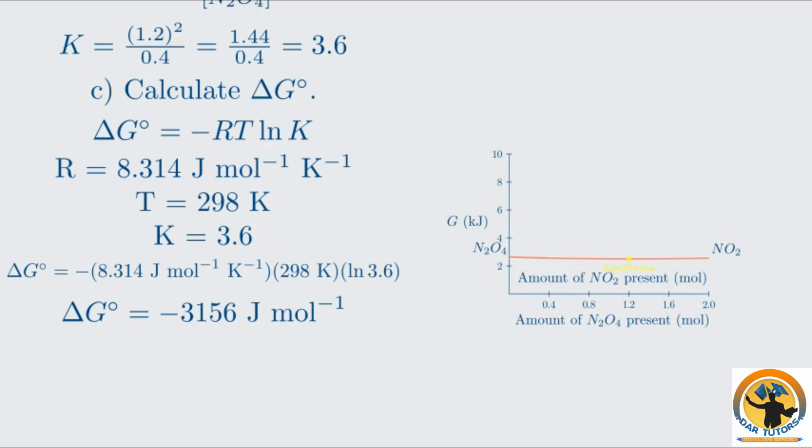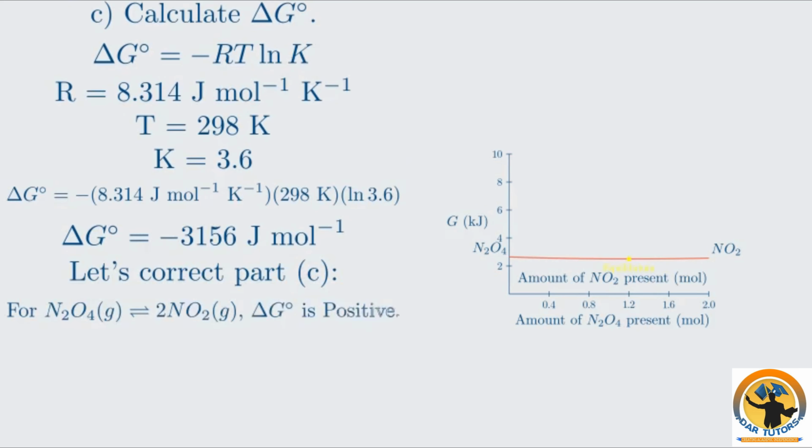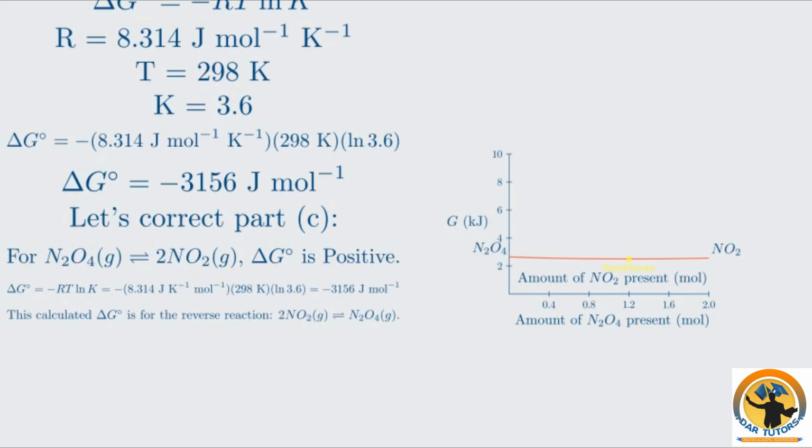The textbook's interpretation of the diagram seems to have a typo for part A. Since pure reactant, N2O4, is at a lower Gibbs energy level than pure product, NO2, the standard Gibbs energy change, delta G naught, for N2O4(g) to 2NO2(g), must be positive. Let's recalculate part C based on our correct value of K. The calculation in the textbook solution actually calculates the delta G naught for the reverse reaction, 2NO2 going to N2O4.